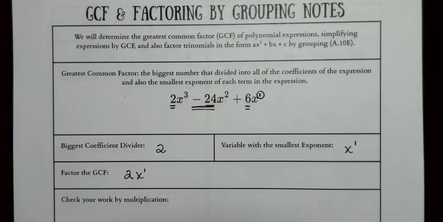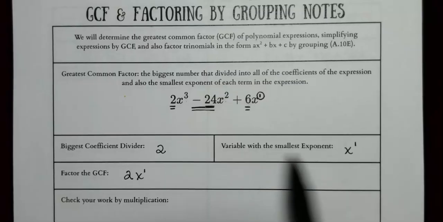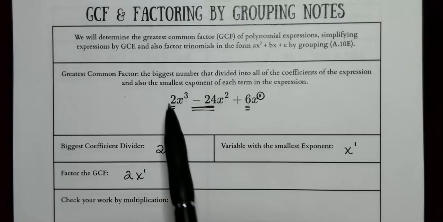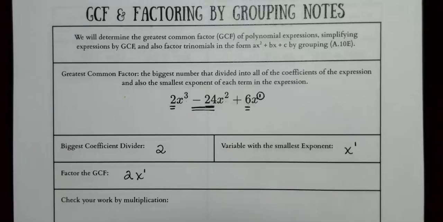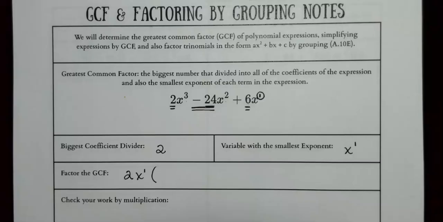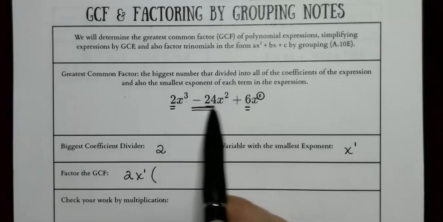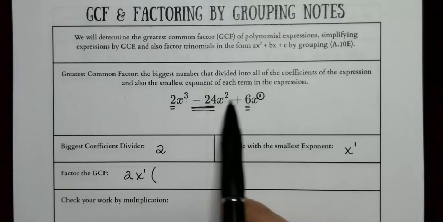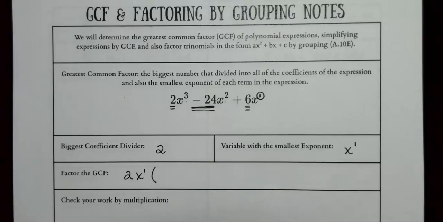Now what we're going to do next, once you find your GCF, is figure out what will multiply by 2x to the 1 power to give you this as an answer. Even though it sounds like that might be complicated, we're just going to divide and subtract. We're going to take these coefficients and divide them by 2. Then we're going to take these exponents and subtract 1 from them. So we're doing two separate things.